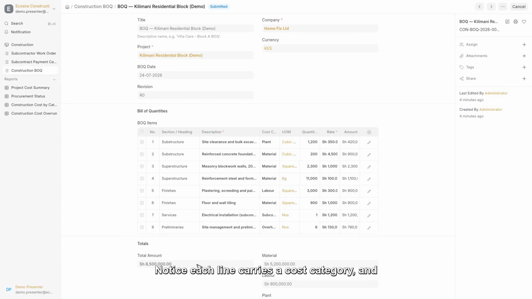Notice each line carries a cost category, and the app rolls them up for you at the bottom into material, labor, plant, subcontract, and overhead. Here, the whole project prices out to exactly 8.5 million shillings, matching our contract value, so we know the job is fully covered before a single certificate is raised.